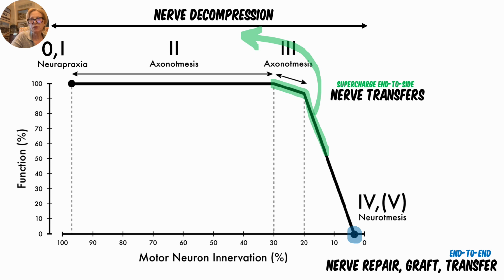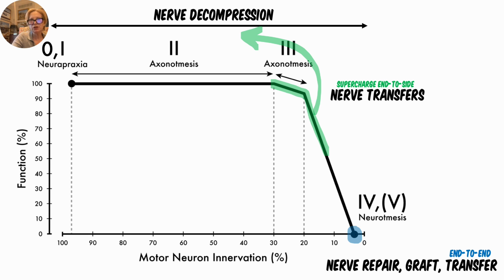The surgeries that we do now in many axonotmetic 3 injuries would be to consider a supercharge and decide to bring you up on that plateau for critical function. And of course, if it's a 4th and 5th degree injury, then it's nerve repair, graft, or end-to-end nerve transfer if the muscle is receptive.